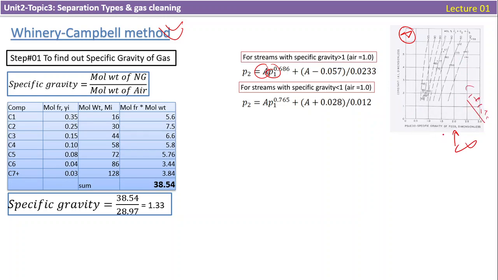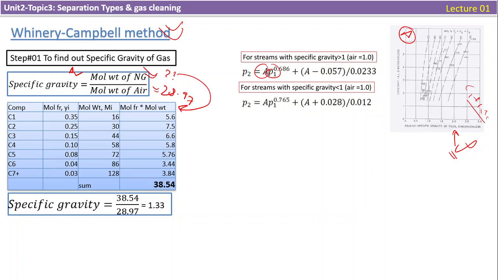As far as the composition is given, first we have to find out the gas gravity. How can we do it? It's simple. The specific gravity can be found as the average molecular weight of the natural gas divided by the molecular weight of air. So the molecular weight of air is 28.97. The average molecular weight is missing, so this can be calculated with the help of the given composition.